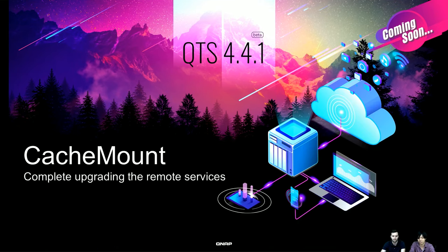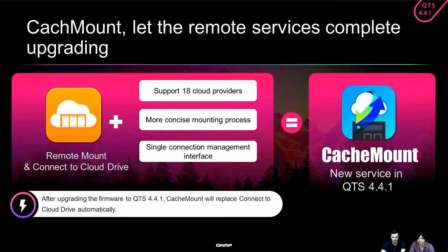Let's check the Cache Mount functions first, which completely upgrade the remote service. As we know from the previous live streaming, in 4.4.1 the remote mount and connect to cloud drive will be combined into a single application, which is the Cache Mount, and it's already available in our 4.4.1 beta. When users upgrade to 4.4.1, the Cache Mount will be installed automatically.